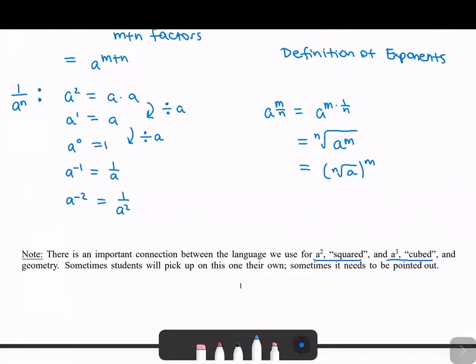Okay, so that is all for exponents. Next time, we will start talking about order of operations. So that is all for this video.